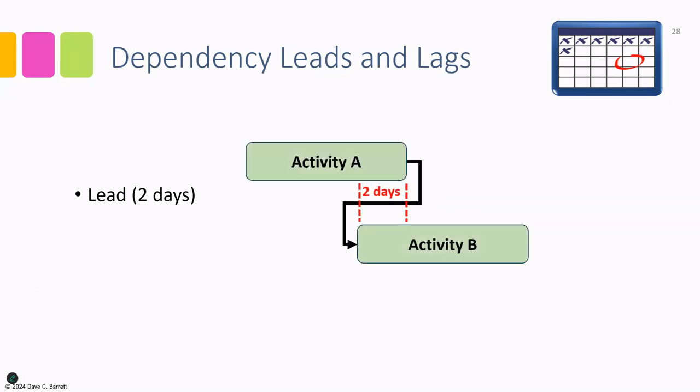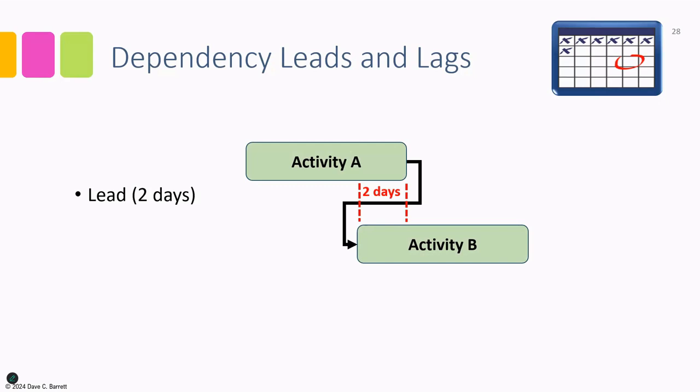Okay, in addition to the dependency types, there is the concept of leads and lags. And this is how we can make our schedule even more useful for how the work will be done. There is the concept of a lead. A lead is when we overlap activities. In this case, we're showing an example of a 2-day lead. So here's activity A with a finish to start dependency. However, instead of having to be 100% complete and then activity B starts, we allow an overlap. So activity B will start when activity A is within 2 days of completion. And that's called a lead.